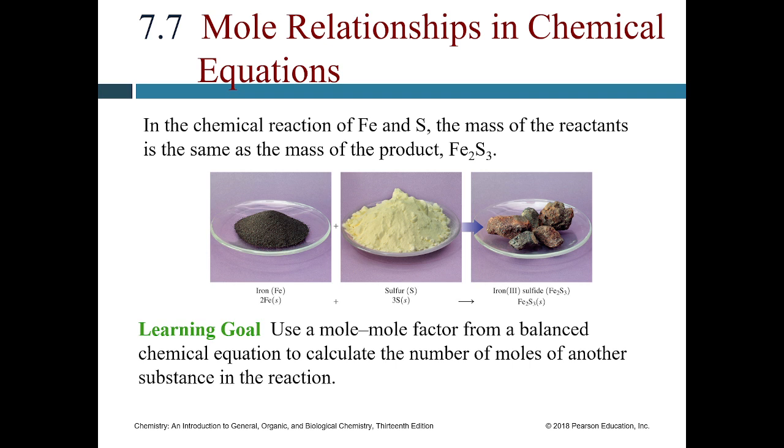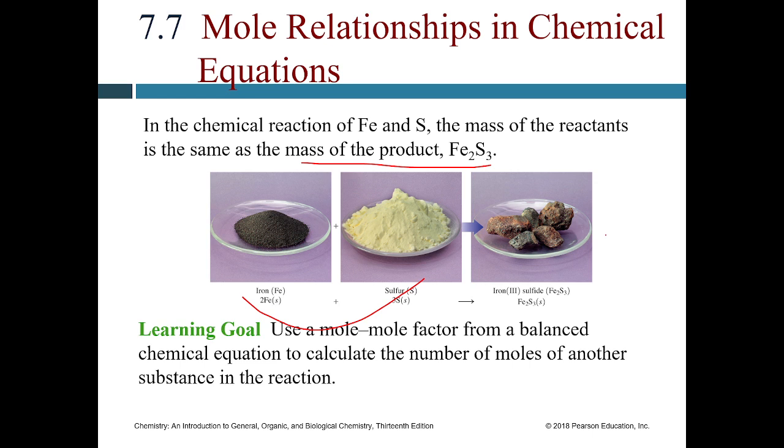Okay, so this right here is actually an example of an oxidation reduction reaction. And so here we have iron reacting with sulfur. And so again, the mass of the product is always going to be the same as the mass of the reactants that combine together, right?